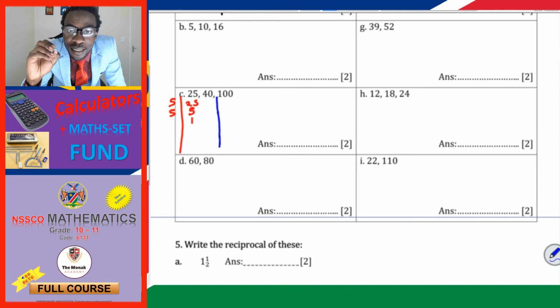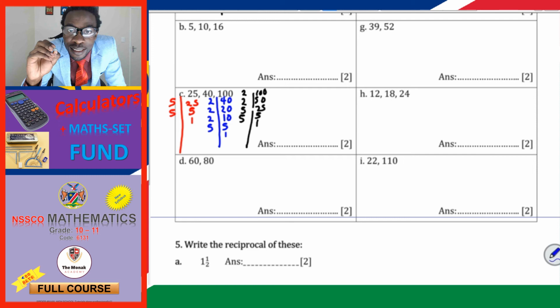We go to the next, which is 40. We try 2, it goes 20 times. We try 2, it goes 10 times. We try 2, it goes 5 times. And we try 5, it goes once. And then lastly, we try 100. We start with 2, it's 50 times. We try another 2, it's 25. We try 5, it's 5. We try 5, it's once.